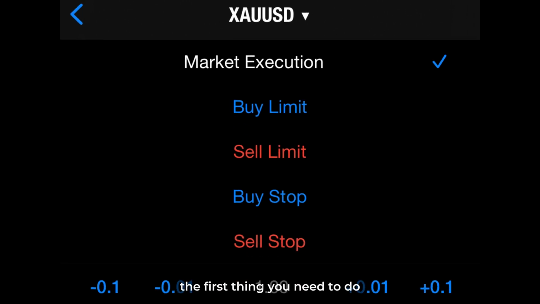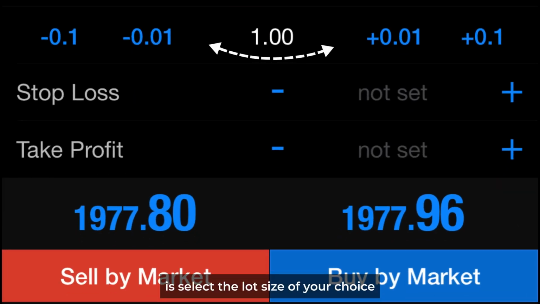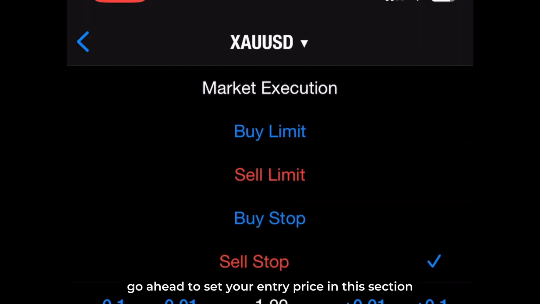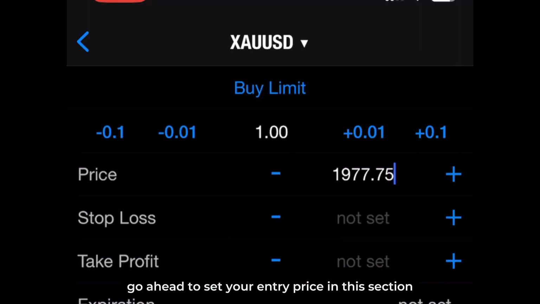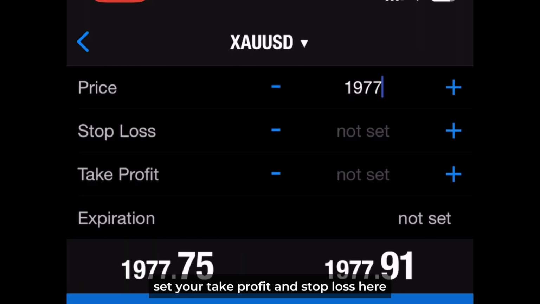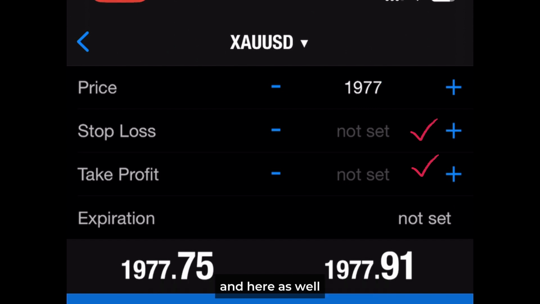The first thing you need to do is select the lot size of your choice by clicking on this number here. Once that is done, go ahead to set your entry price in this section. Set your take profit and stop loss here and here as well.